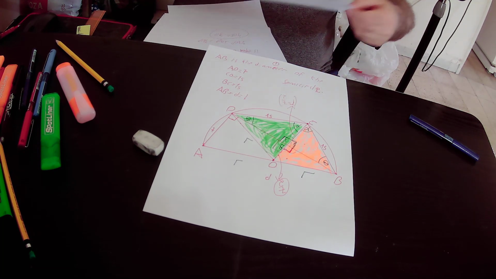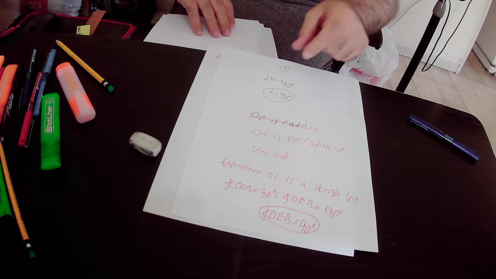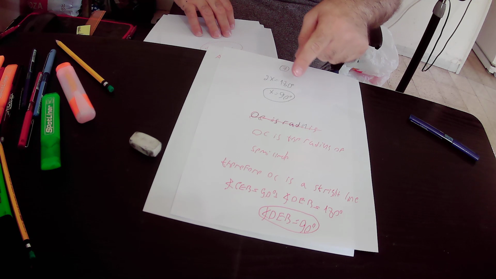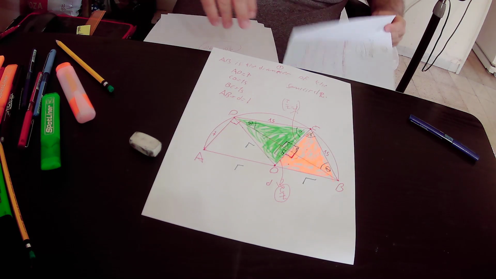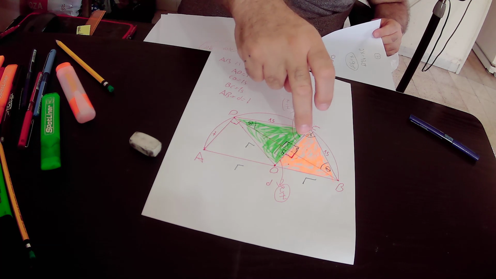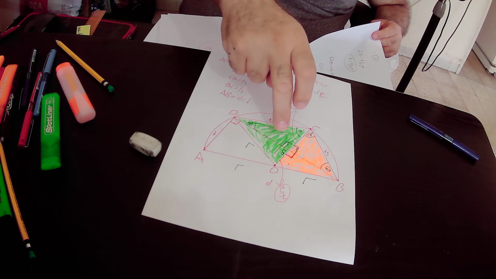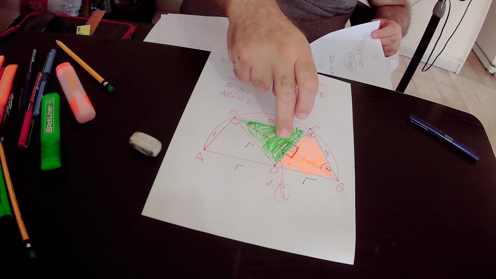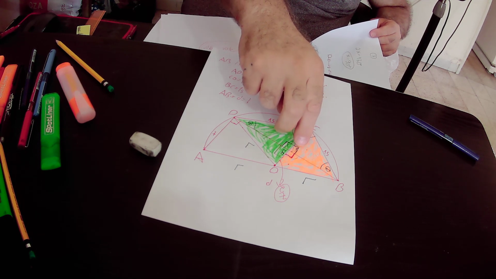2x equals 180 degrees, and if we divide this equality by 2, we get that x equals 90 degrees. Okay, x equals 90 degrees, that is to say angle CEB is 90 degrees, and also angle CED equals 90 degrees because it is x. So those two angles are equal to 90 degrees.